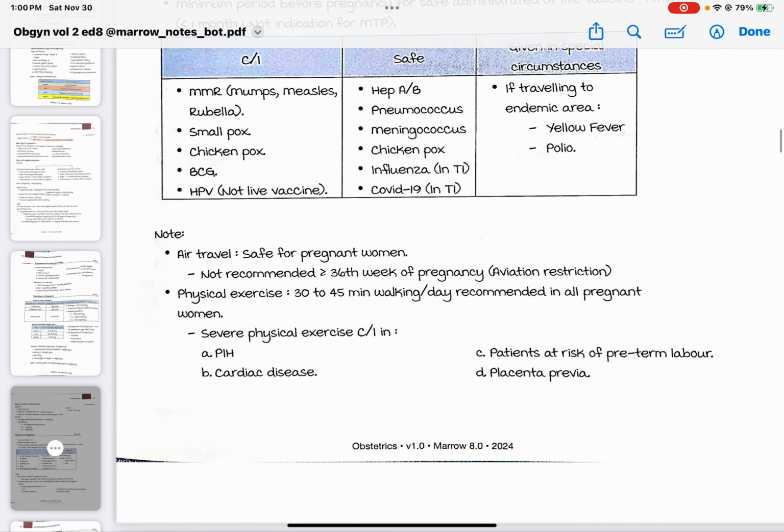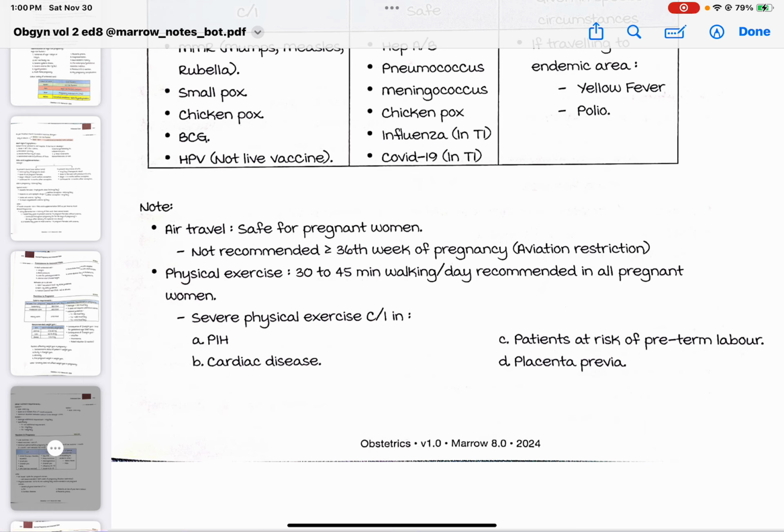Note: air travel is safe for pregnant women, not recommended after 36 weeks of pregnancy. Aviation restriction.